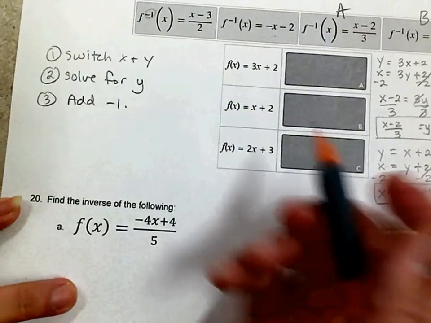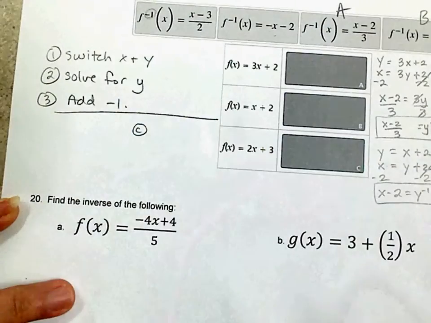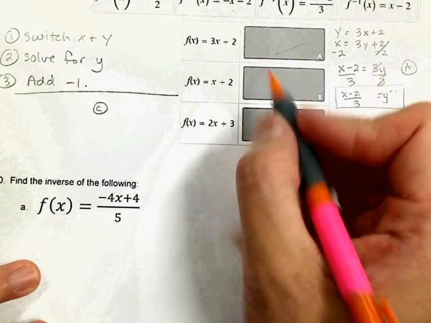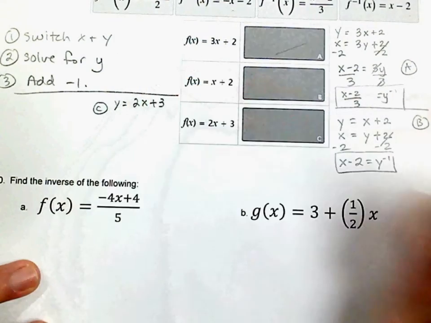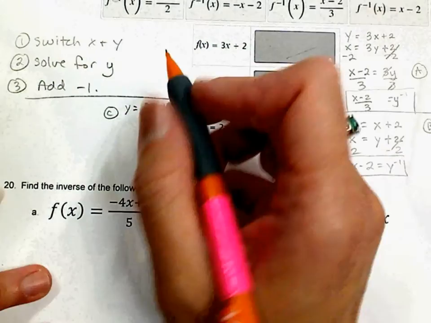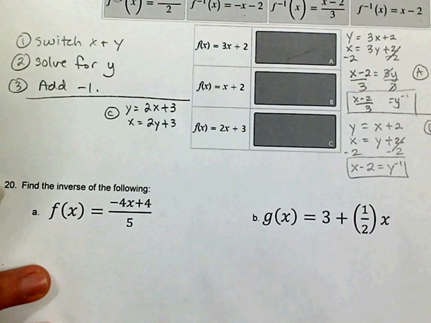So let's do C over here. Okay? y equals 2x plus 3. What do we do first? We switch it first. Make sure you switch before you subtract, okay? Now what? Subtract 3.